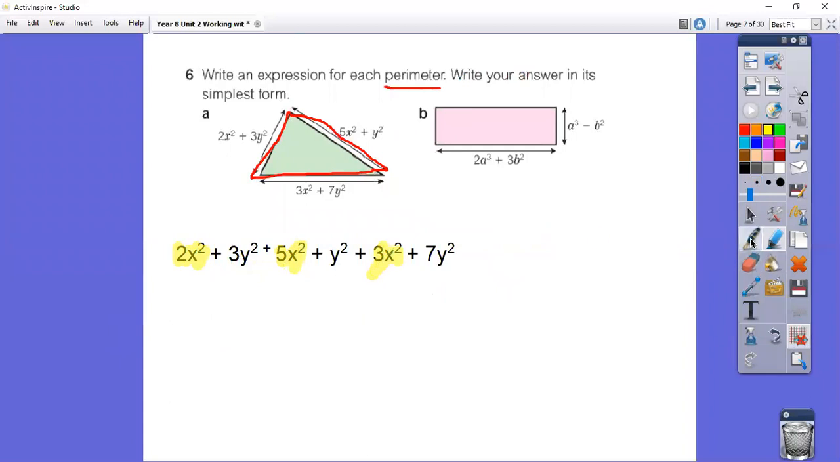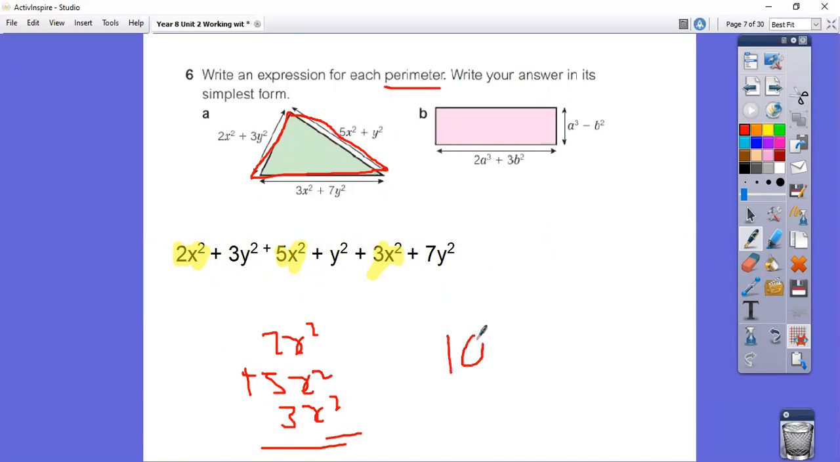So we'll just quickly write this out. 2x squared plus 5x squared plus 3x squared. Do it that simple. So 2 plus 5 is 7 plus 3 is 10. So that's going to be 10x squared.